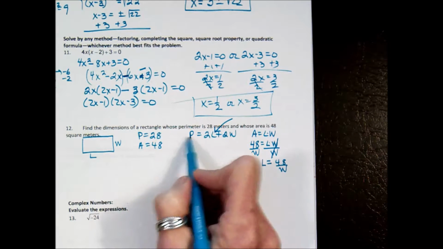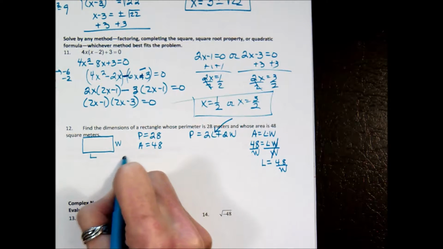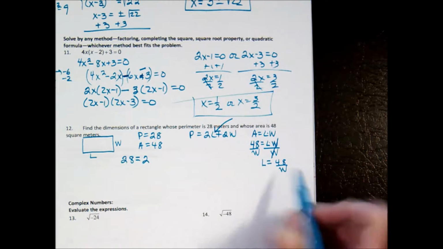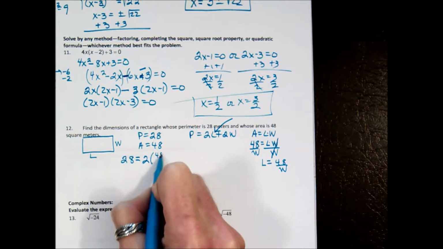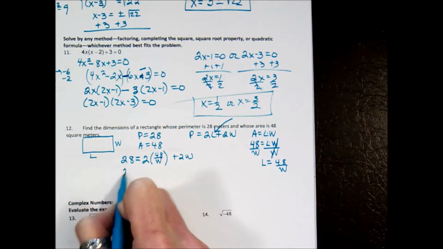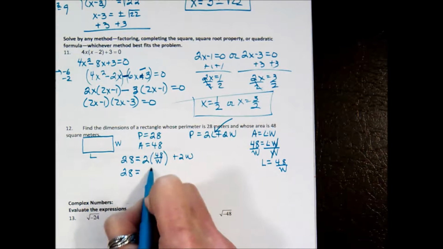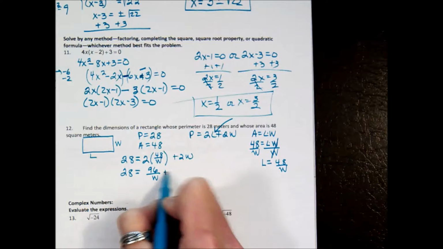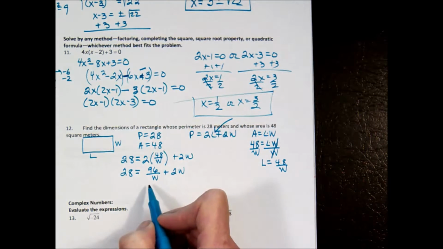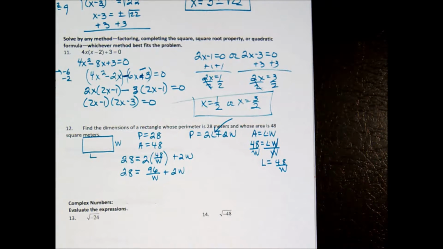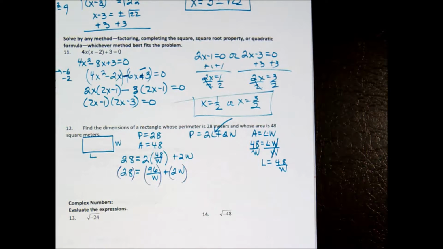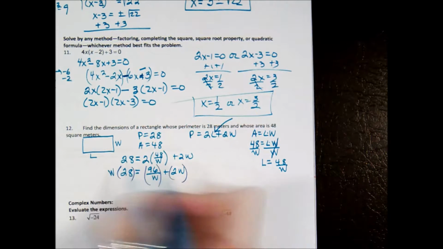So I know that P is 28, so that would be, let's move it down, 28 equals 2, take out your L, put in your substitution, 48 over W plus 2W. 28 equals, go ahead and multiply that, 96 over W plus 2W. Now how do we deal with this? Well, I have a fraction. So we need to multiply every term, so let's put them in parentheses, every term by the LCD. And the LCD here is W.